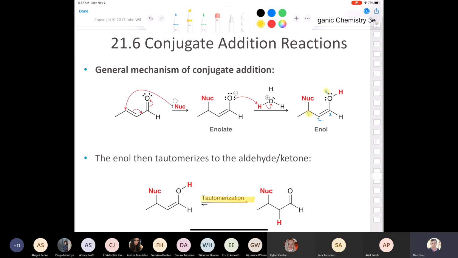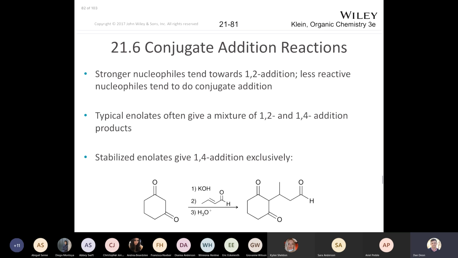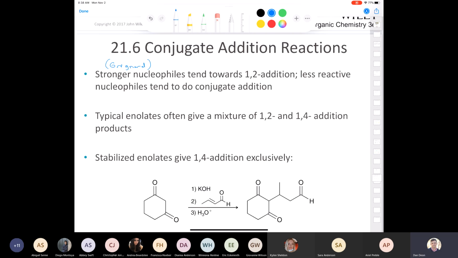Okay, so conjugate addition, you guys, is extremely important in organic chemistry. Very powerful chemistry. Whenever there's a reaction that involves carbon-carbon bond formation in organic chemistry, you can bet your bobby socks it's going to be really important. So here we go. Stronger nucleophiles like a Grignard are going to do 1,2 addition. Less reactive nucleophiles, we'll say a Gilman or a cuprate, are going to do the conjugate addition.